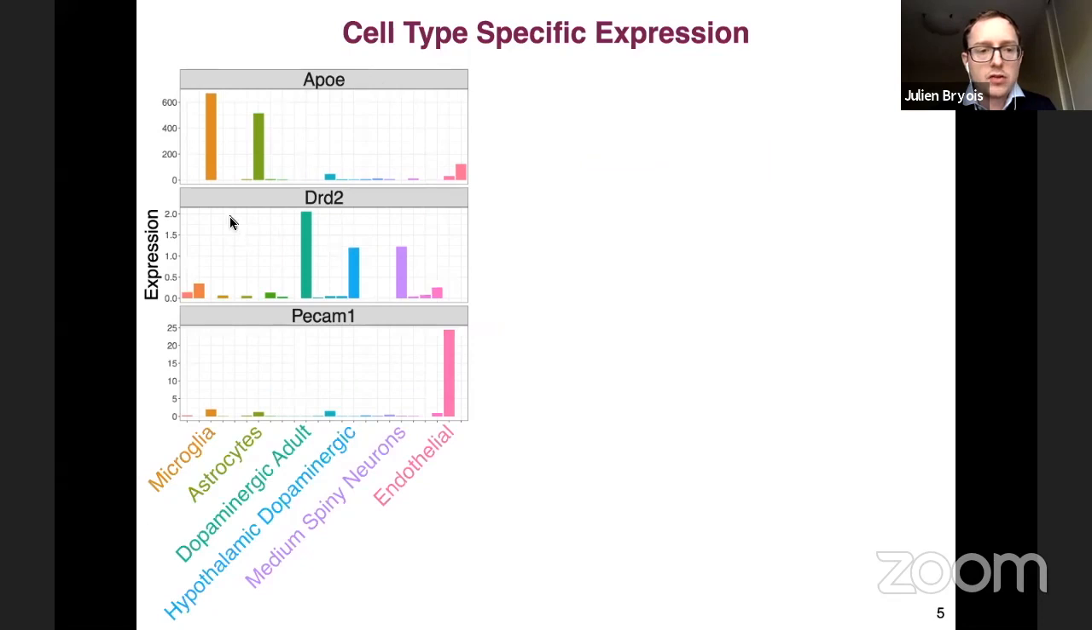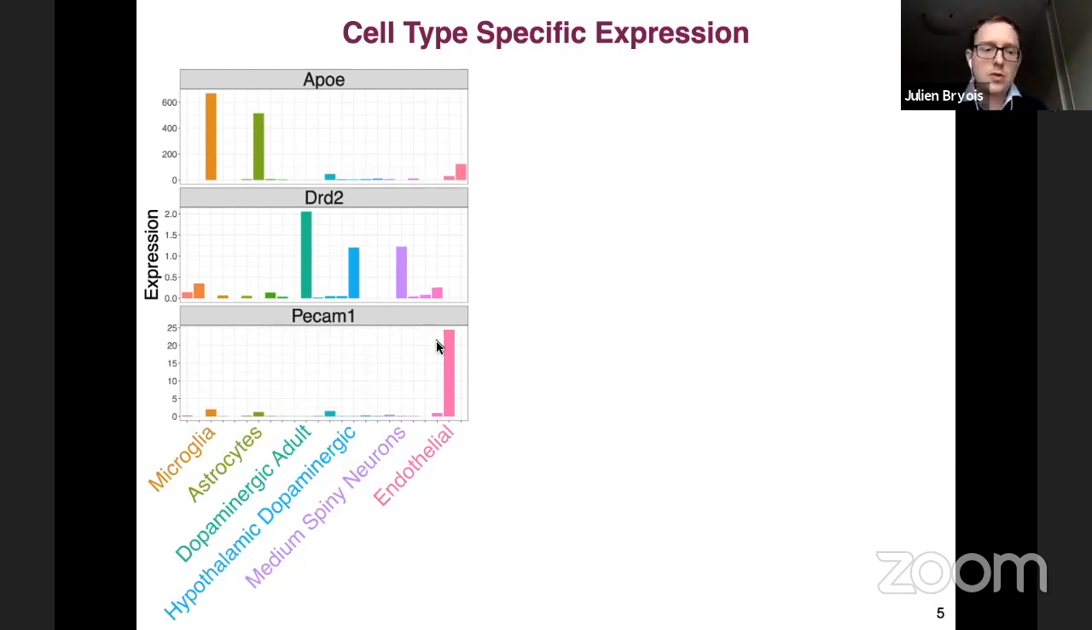So this is essentially what you can get: three different genes, many different cell types. You can see ApoE, which is associated with Alzheimer's disease, with very strong expression in microglia and astrocytes. Here, the dopamine 2 receptor, which is the target of antipsychotics used to treat schizophrenia patients. You can see expression in dopaminergic adult neurons, hypothalamic dopaminergic neurons, and medium spiny neurons. And PECAM1, which is a marker for endothelial cells.